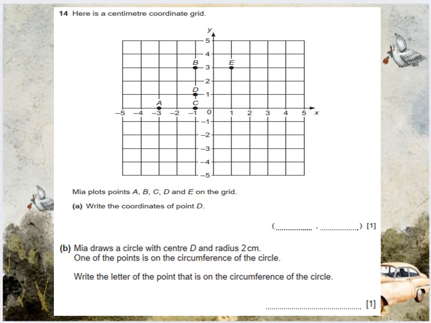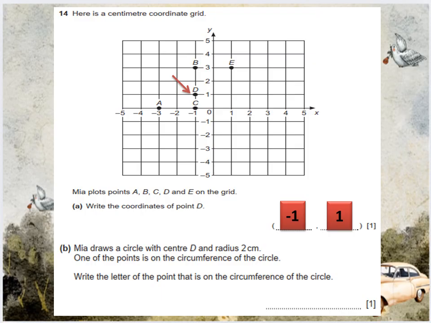May plots points A, B, C, D, and E on the grid. We need to write the coordinates of point D. Where is point D? Here is -1 and 1. Remember that we start from the x-axis and then go up to the y-axis, so it's -1 and 1.